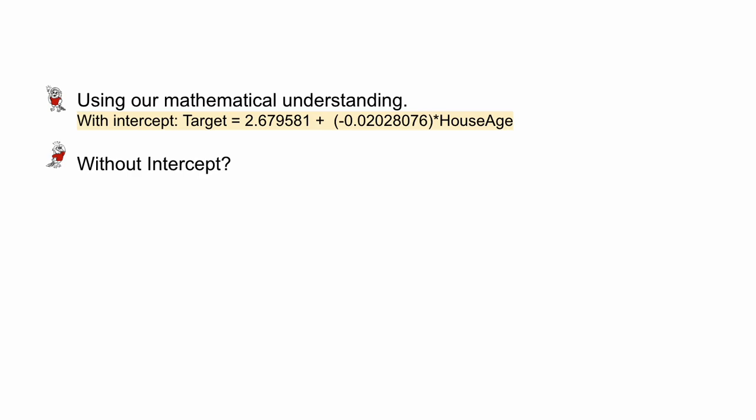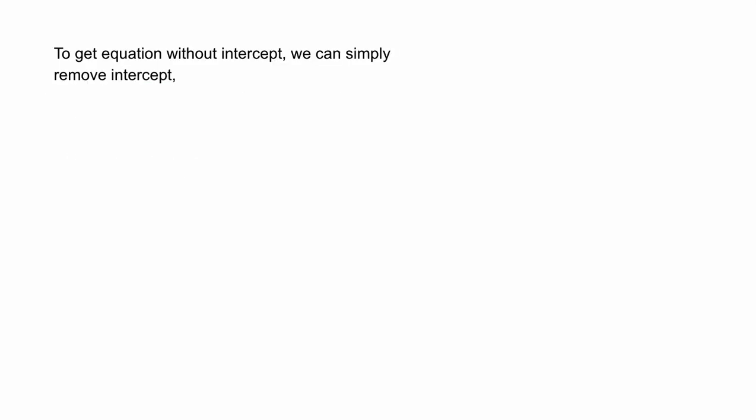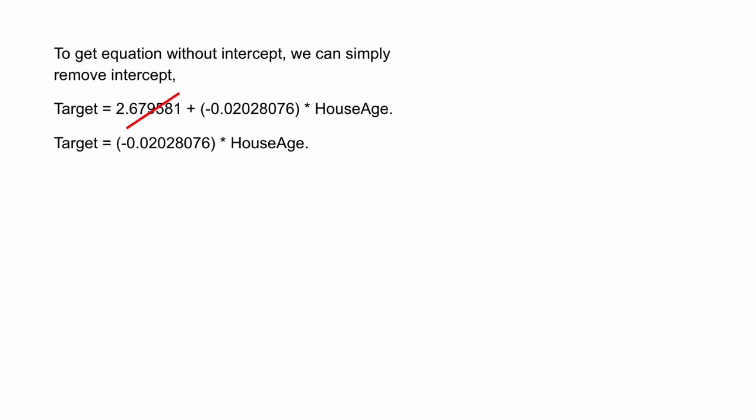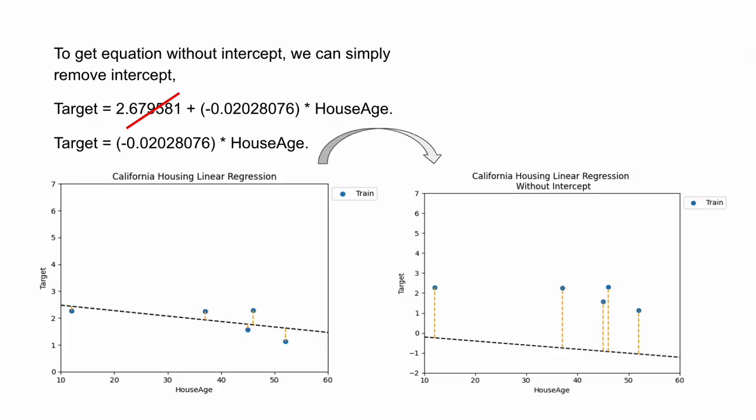Next, we find the equation without the intercept. To get the equation without the intercept, we simply remove the intercept term from our original equation. So, with the intercept, the equation is target equals 2.679 plus minus 0.0202 multiplied by house age. Without the intercept, it simplifies to target equals minus 0.02 multiplied by house age. And visually, the line shifts down.